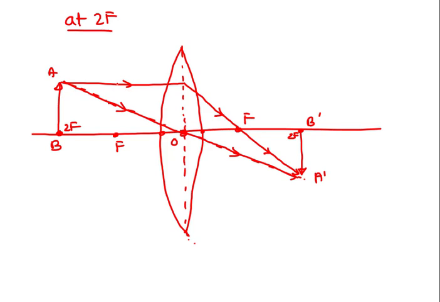So you can see here ray number one goes like this, gets refracted through the lens and goes like this. Another ray passes through the optical center and goes straight undeviated. So likewise, you have to show at least 2 rays out of the 3 rays that we have talked about. Just to recap, the 3 rays that we have talked about are: 1, passing through focus; 2, passing parallel to principal axis.